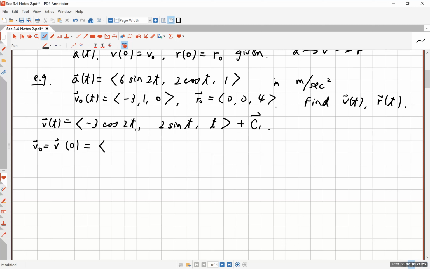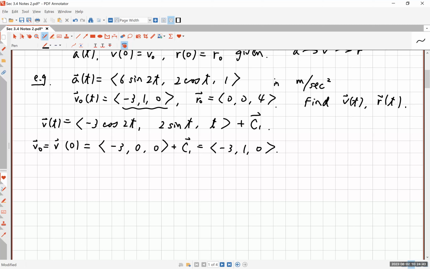So you have cosine of 0, which is 1, so that's negative 3. Sine of 0, of course, is 0. And t, when t is equal to 0, is, of course, 0. And so this plus c1 we are given is negative 3. Remember that? Negative 3, 1, and 0, okay?